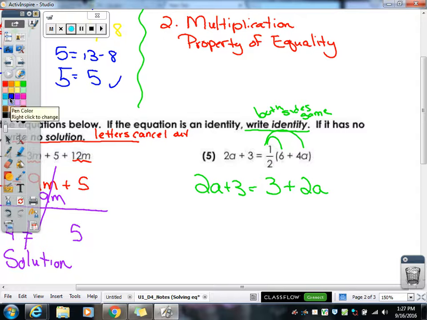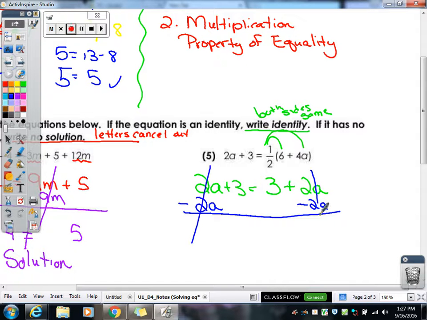Now, at this point, you could call it identity, but we're going to subtract 2a from both sides. There we go. Our letters are going to cancel out again. But I get 3 equals 3. So at this point, you could have said identity. Or down here, you could have said identity. Everything's going to match.